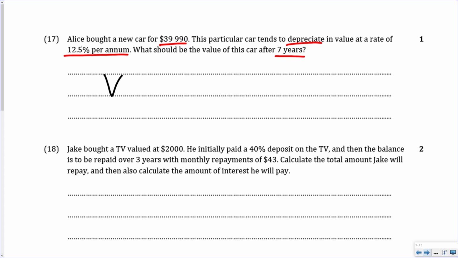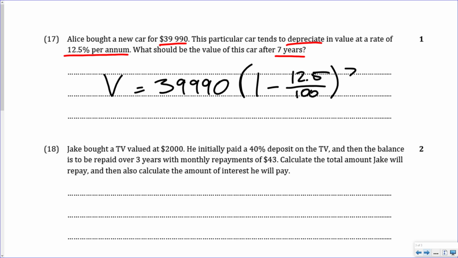So we're going to take V for value equals that principal amount, the amount that we bought it for, times 1 minus 12.5 over 100 to the power of 7, which simply is $15,703.91. Fairly simple. You start to realize that this is depreciation. So when you see depreciate with a percentage, you should immediately be looking at that depreciation formula, which is 1 minus rather than 1 plus.